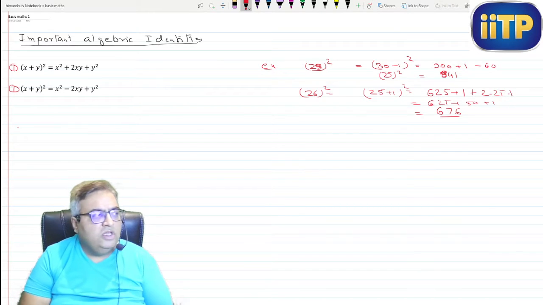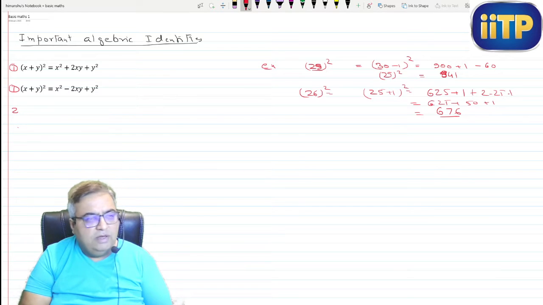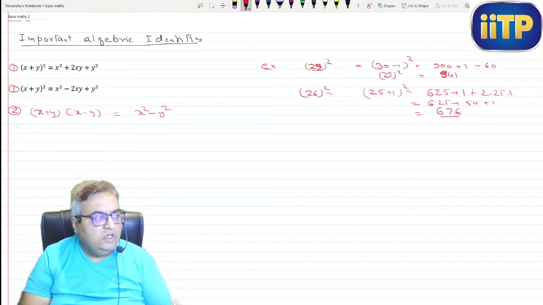On similar terms, for the next formulas, first of all, let's take the formulas which are of degree 2. The second formula which comes is x plus y into x minus y, that will be equal to x square minus y square. This can be utilized in factorizing and simplifying expressions.